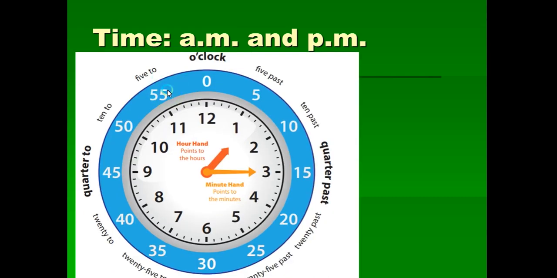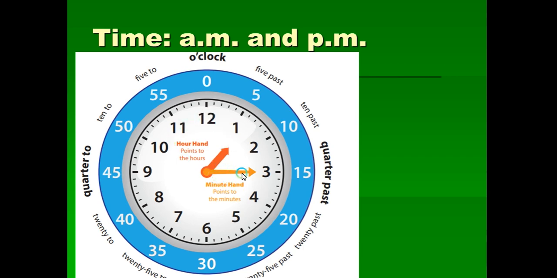Now here is the reading of the time. We have the minute hand and the hour hand. The minute hand reads in minutes, it points to the minutes: 5 past, 10 past, quarter past, 20 past, like that. 10, 15, 20, 25, up till you get to 60. Now the hour hand points to the hours: 1 hour, 2 hours, 3, 4, until you get here. So that's how the hour works.